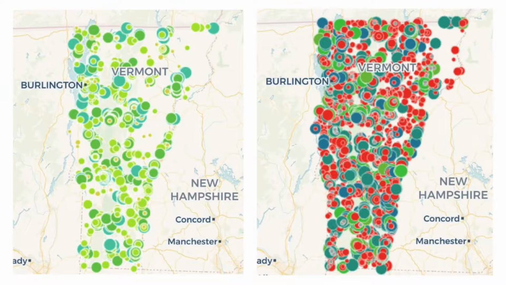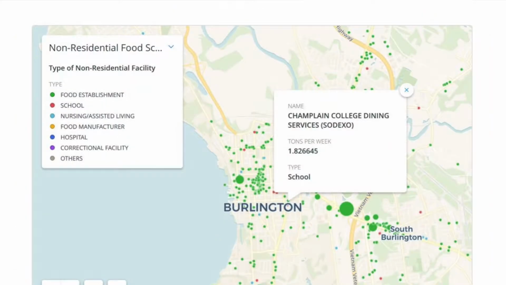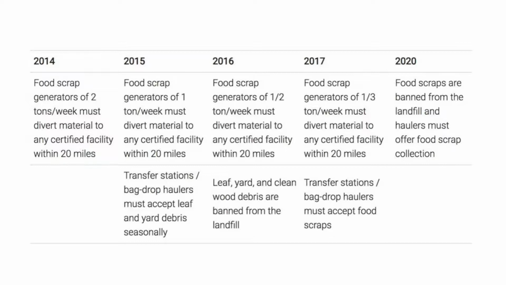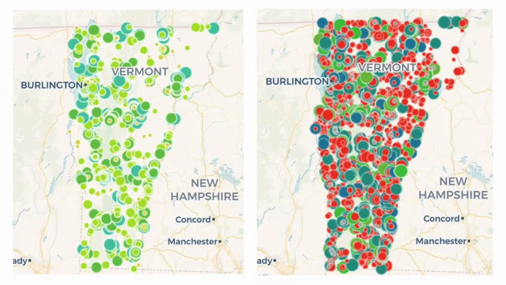So this helped us draw attention to that fact. Moving from an exploratory map that just showed the food scrap generators, and then looking at that timeline and trying to break down the generators by those brackets that Act 148 had set in place, helped us create a more explanatory graphic that drew attention to the fact that this is a logistical problem, not really a volumetric problem.